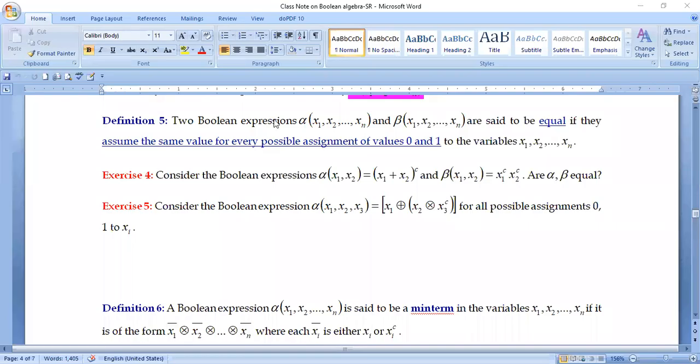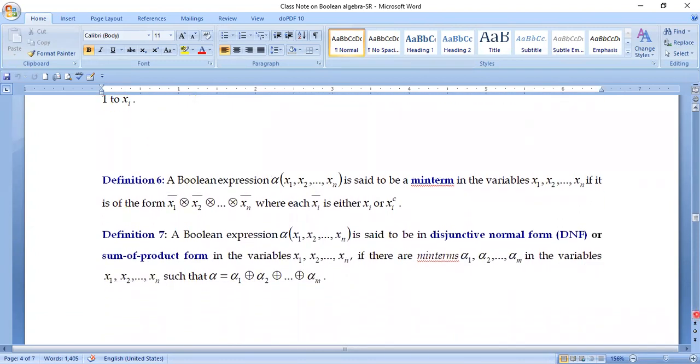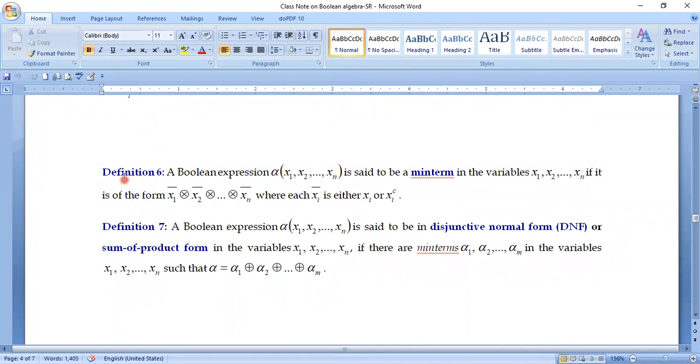So in the previous session, we have learned about the Boolean function and the function of Boolean expressions. So with this knowledge, I'm going to explain what is there in the note which I'm preparing. Definition 6 is very important.